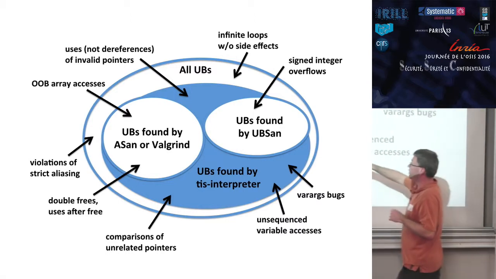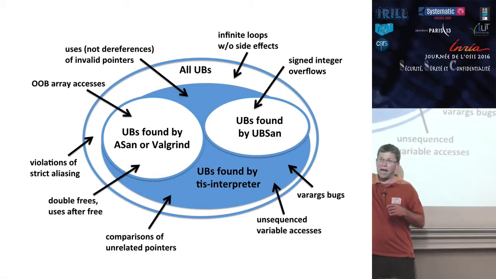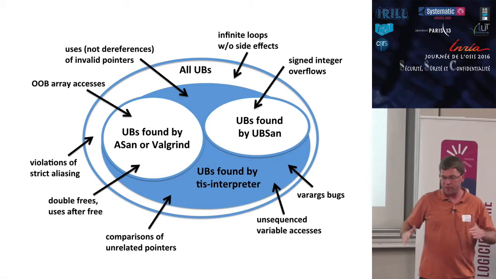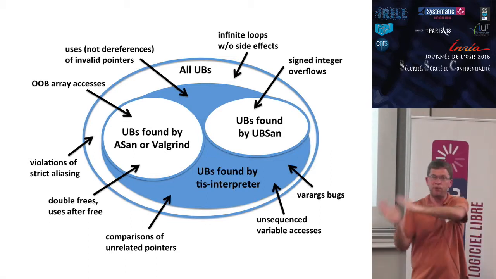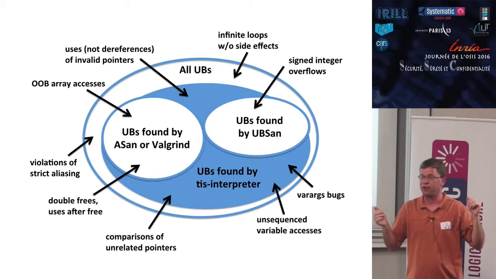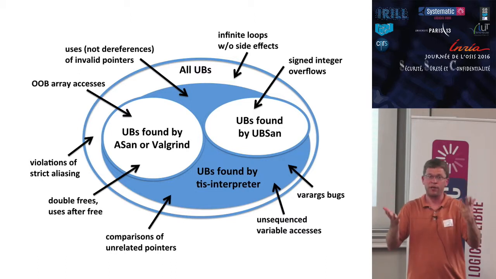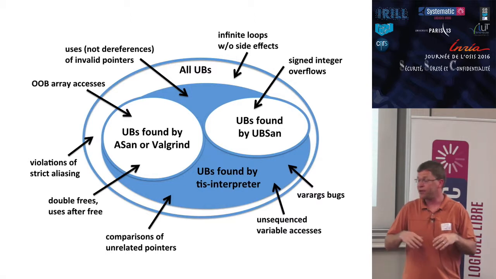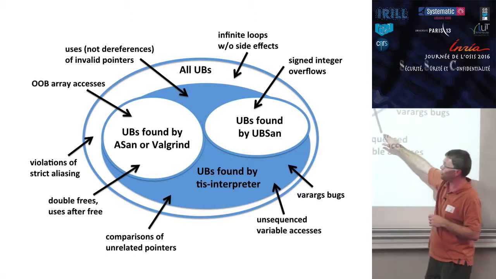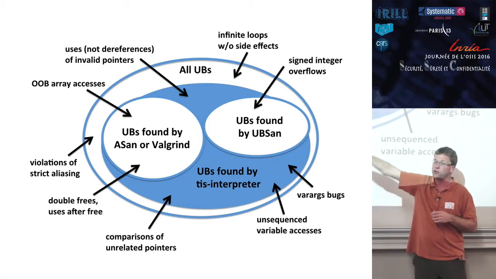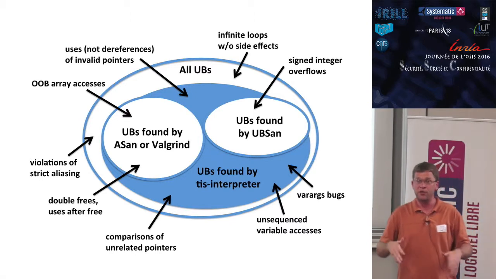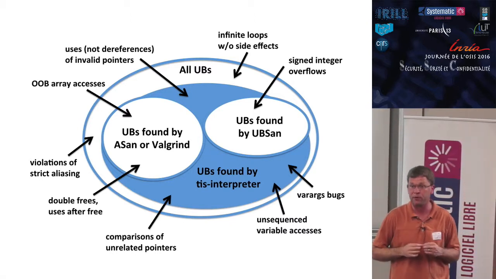Comparisons of pointers that point to different allocated blocks of memory. In C and C++, if you use dynamic memory allocation to grab two memory objects and you have pointers into them, they can't be compared using equality or relational operators. And so these bugs, like the variable arguments bugs, unsequenced variable accesses, and comparisons of unrelated pointers, aren't found by essentially any tool that exists except for TIS-interpreter, except for Frama-C in the interpreter mode.